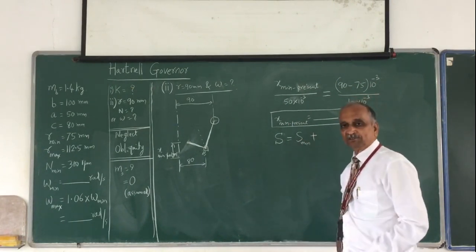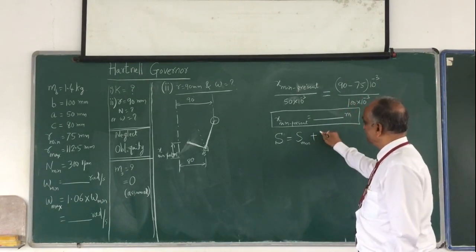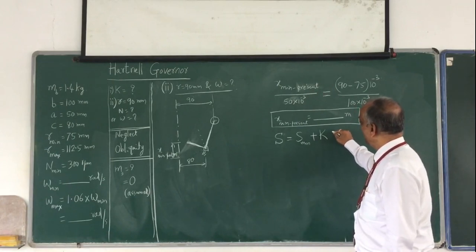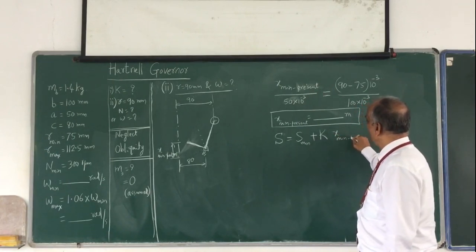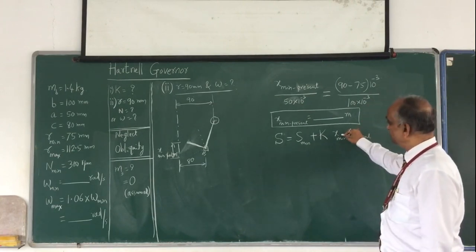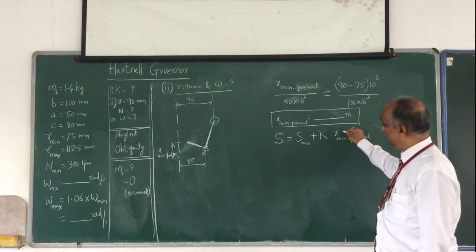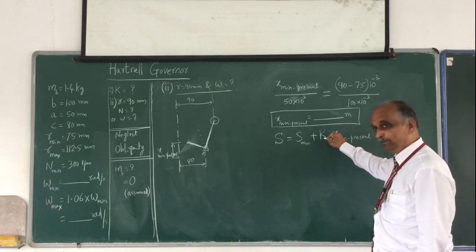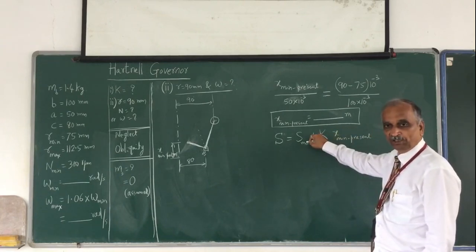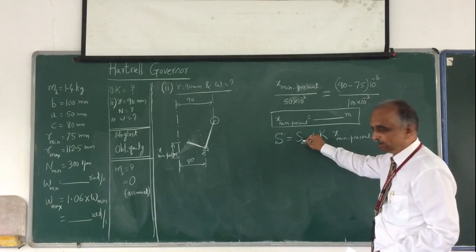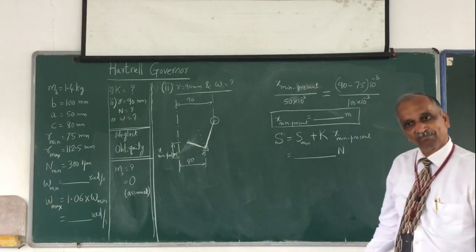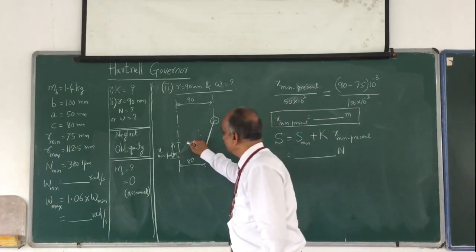So S minimum plus how much? That is K, which we have found out, in Newton per meter, multiplied by X minimum to present position. This is in meters and this is Newton per meter. Therefore, this also will be in newtons. And S minimum, you already know; we have found it out. This also is in newtons. And therefore, you find this out. This is so many newtons. So I know what the spring force is.